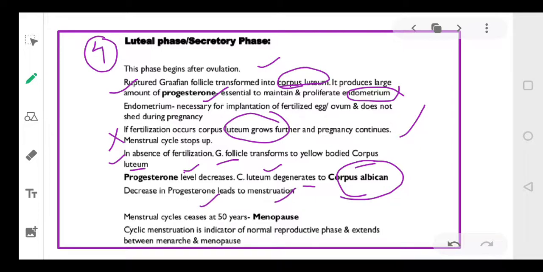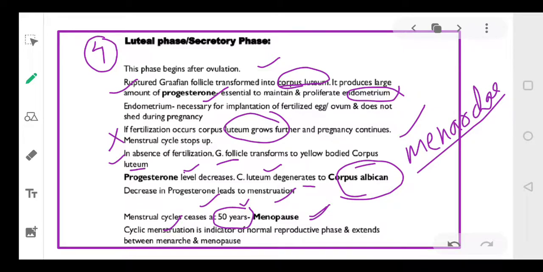The menstrual cycle, which starts at the teenage years, stops at the age of 50 years, and this is called menopause. So dear students, we should be very, very clear between the two words. One is menarche. We have just talked about menarche. Menarche is the beginning of the cycle. And menopause is the period at which this menstrual cycle will stop, that is at the age of 50.